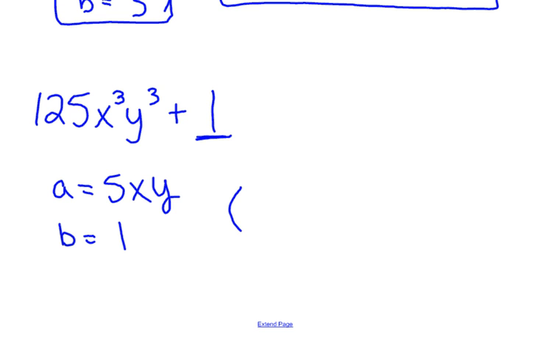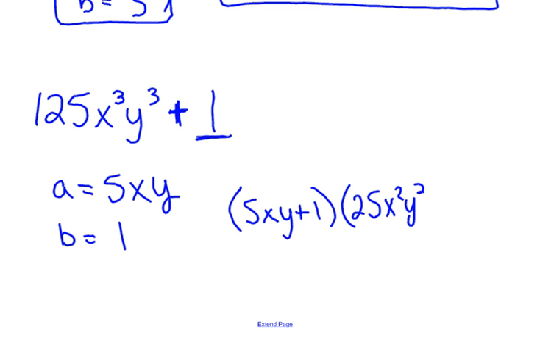We go in our pattern. The first sign must be addition, since this one is addition. So 5xy plus 1. Then we're going to square 5xy. 5 times 5 is 25, and we have x squared, y squared. And we have subtraction here. 5xy times 1 is 5xy, plus 1 squared is 1.